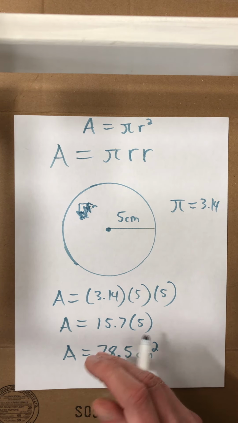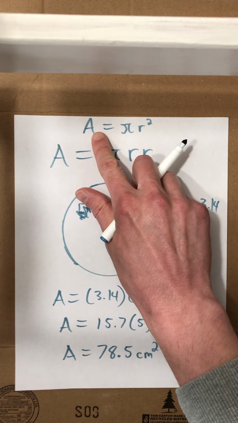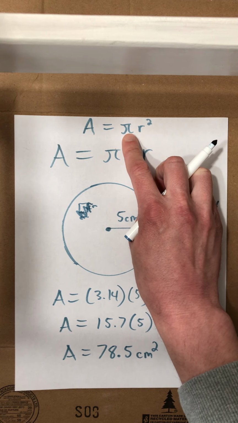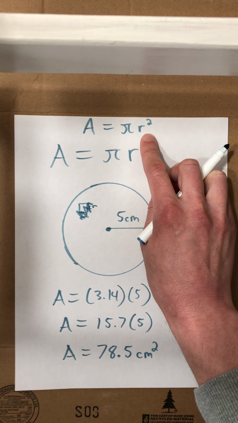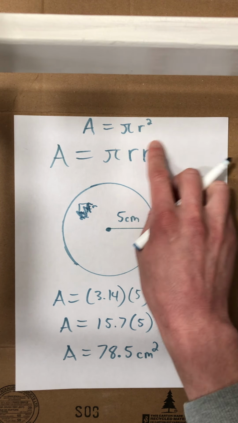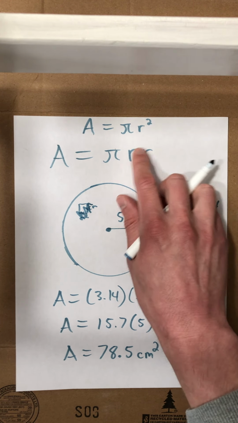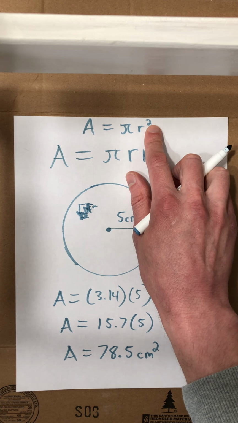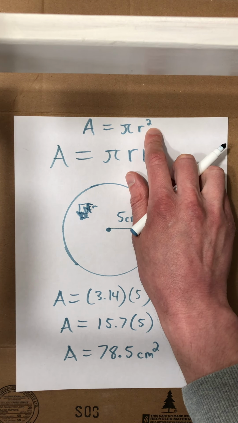If you were to Google how to find area of a circle, you'll probably get this formula here, which is area is equal to pi times radius squared. And this radius squared thing is something that you're going to take a look at more next year in grade 8 math. For now, if something is squared, it just means it's multiplied by itself. That's really all we need to know.